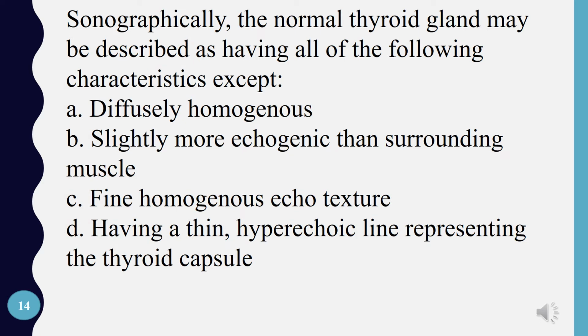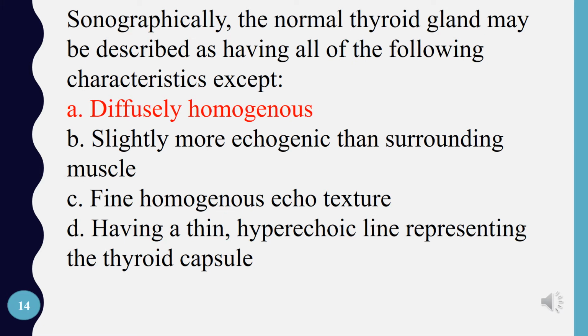Sonographically, the normal thyroid gland may be described as having all of the following characteristics except A. Diffusely homogeneous. B. Slightly more echogenic than surrounding muscle. C. Fine homogeneous echo texture. D. Having a thin, hyperechoic line representing the thyroid capsule. The answer is A. Diffusely homogeneous.